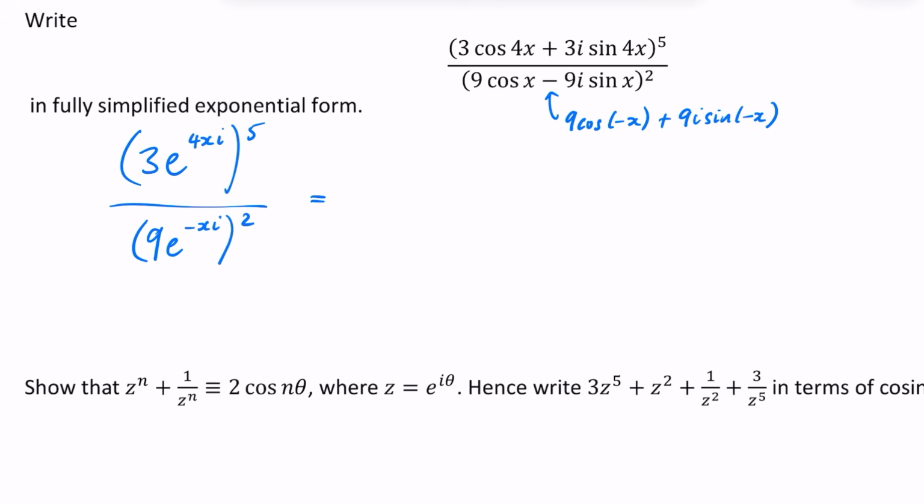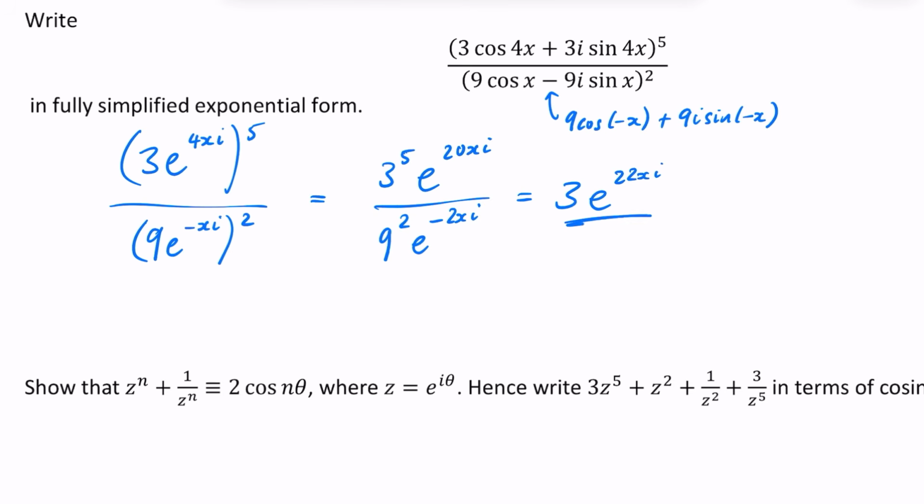So what we need to do now is use De Moivre's theorem. This power of 5 gives us 3 to the power of 5, and then the argument is multiplied by 5, so instead of 4x, it will be 20xi. And then the denominator, we get a 9 squared. We then have an e to the minus 2xi because it just multiplies the argument. Now to simplify, 3 to the power of 5 divided by 9 squared is just 3. And then just using index laws from GCSE, I will do this one minus this one. So it's going to become a 20x plus a 2x, which is 22xi. So we've got that written in fully simplified exponential form.